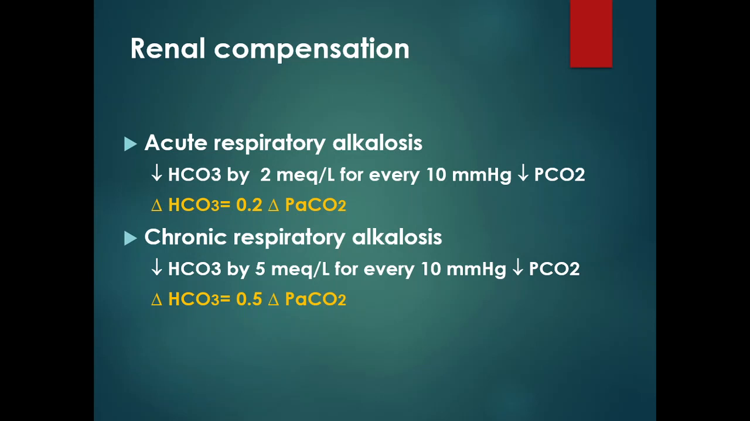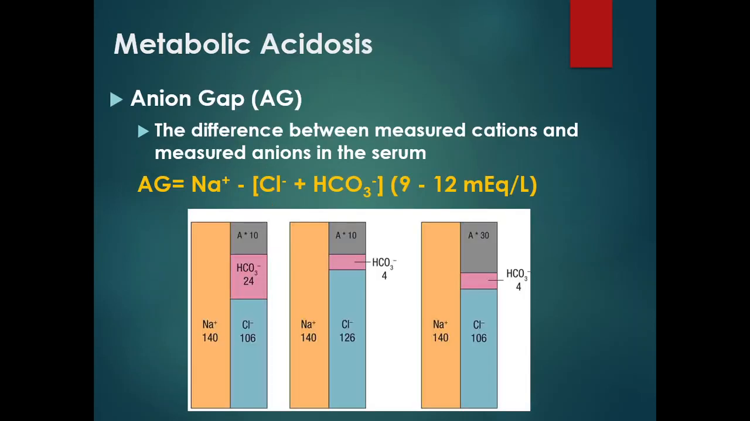In acute respiratory alkalosis, the delta bicarb is minimal for the decrease in the PCO2. However, in chronic respiratory alkalosis, the change is more significant, with a decrease of the bicarbonate by 5 milliequivalents for every 10 millimeter decrease in the PCO2. Another concept that we will go over is called metabolic acidosis.